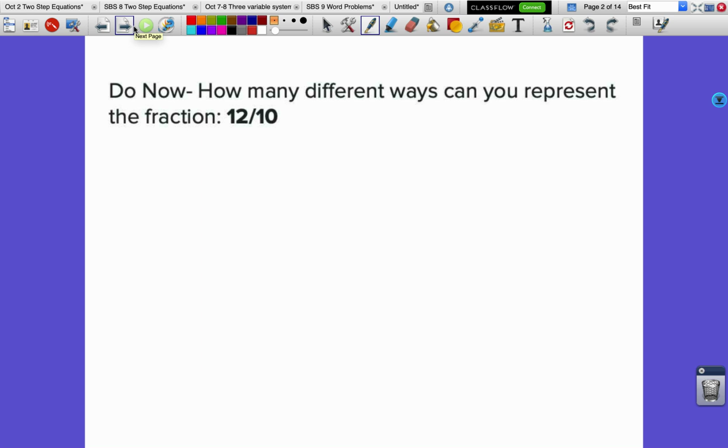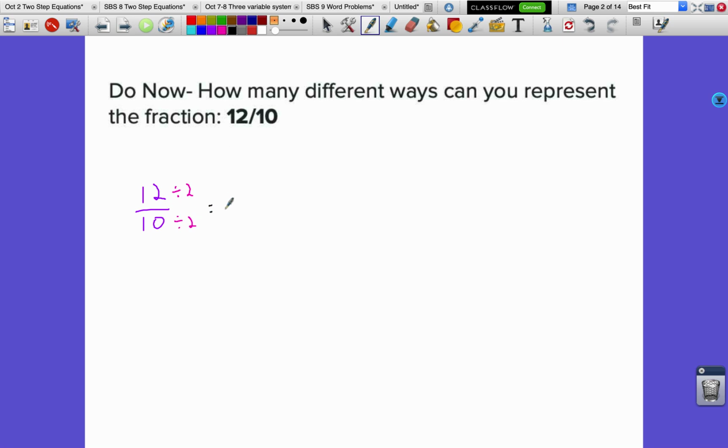Let's go ahead and get started with this do now. How many ways can you represent the fraction 12 over 10? I'll embed a question here for you to type out how many different ways you can represent this. The first thing we can do is simplify this fraction. In order to simplify, we're going to divide the top and the bottom by 2.